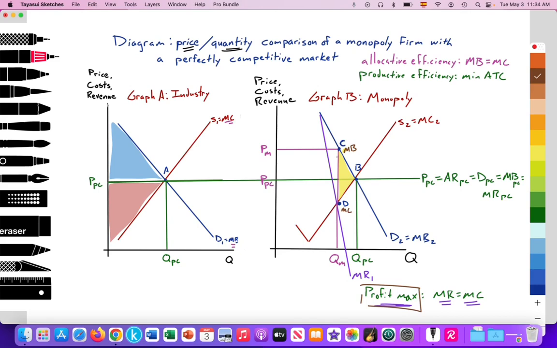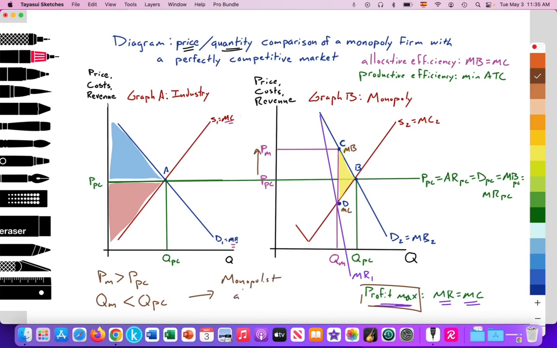The monopolist will price according to their demand curve at point C, so we see a price of PM. So with the monopolist, we see that the monopolist charges a higher price. The monopolist's price of PM is greater than the perfectly competitive firm's price of PC. And we can also see that the monopolist produces less than the industry for perfect competition. We see that the quantity of the monopolist at QM is less than the quantity produced by all firms in the industry for perfect competition at QPC. So this means that the monopolist underallocates.